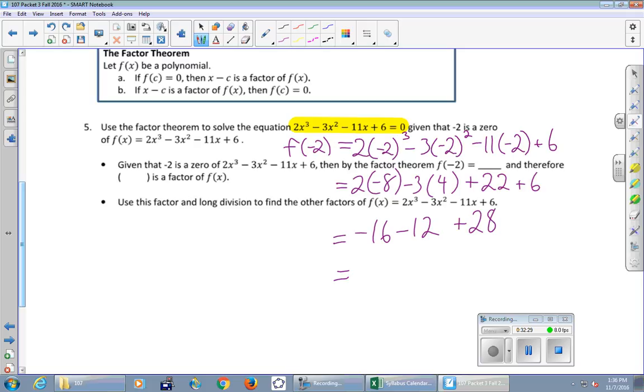What is it equal to? 0. Oh, good. That's what they said. They said negative 2 was a 0. So we confirmed. So again, thinking back to the original problem, which was to solve that yellow equation, that's one answer, one solution to that yellow equation.